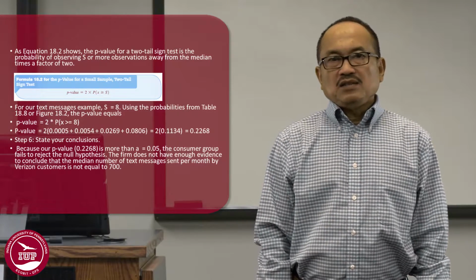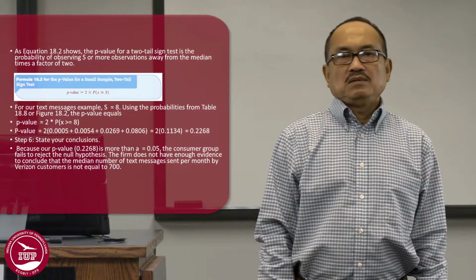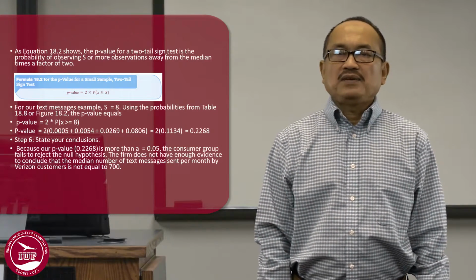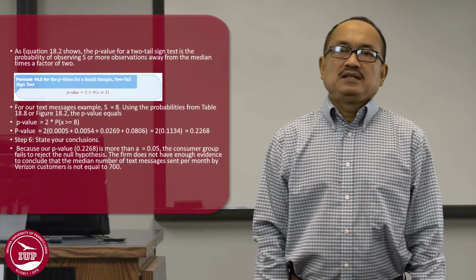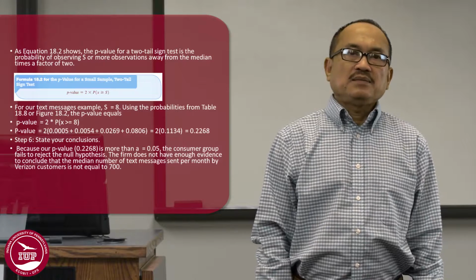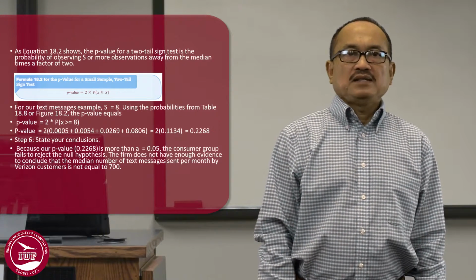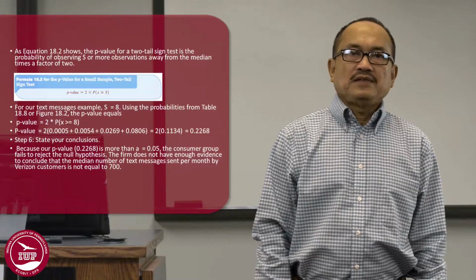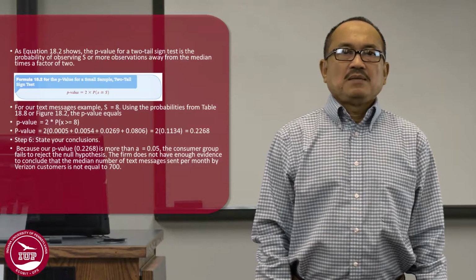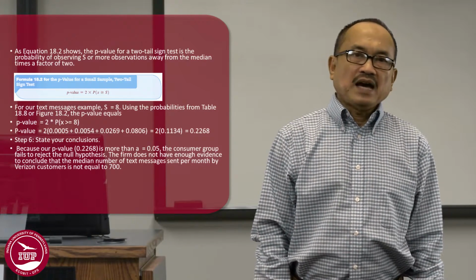Step 6. State your conclusion. Because our p-value of 0.2268 is more than alpha equal to 0.05, the consumer group fails to reject the null hypothesis. The firm does not have enough evidence to conclude that the median number of text messages sent per month by Verizon customers is not equal to 700.